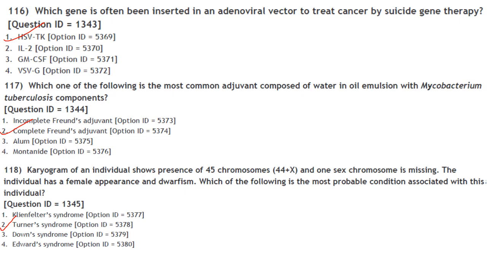Option 2. Karyogram of an individual shows presence of 45 chromosomes, 44 plus X, and one sex chromosome is missing. So X0. The individual has a female appearance and dwarfism. Which of the following is the most probable condition associated with the individual? That is Turner's syndrome. Answer is option 2.